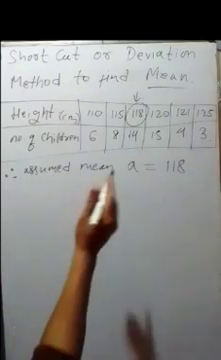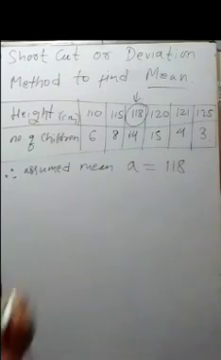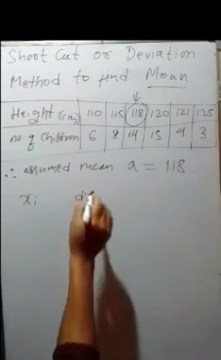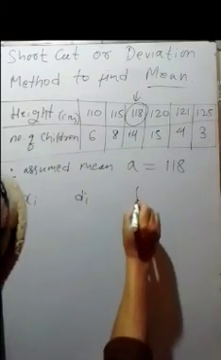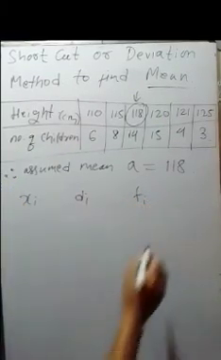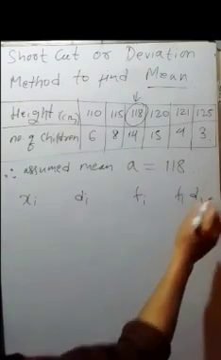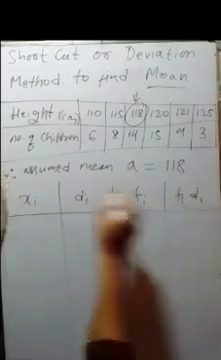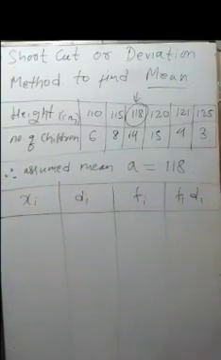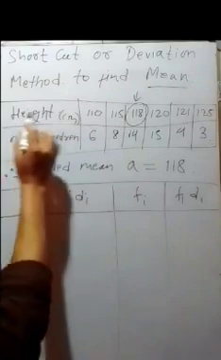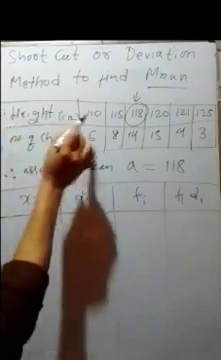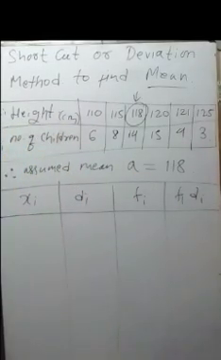Clear? So first see the variables xi, then we have to find di, fi, then fi into di. We have to make the table first. This is called the frequency table. Now xi means the variables. Xi is the height in centimeter, fi is the number of children.